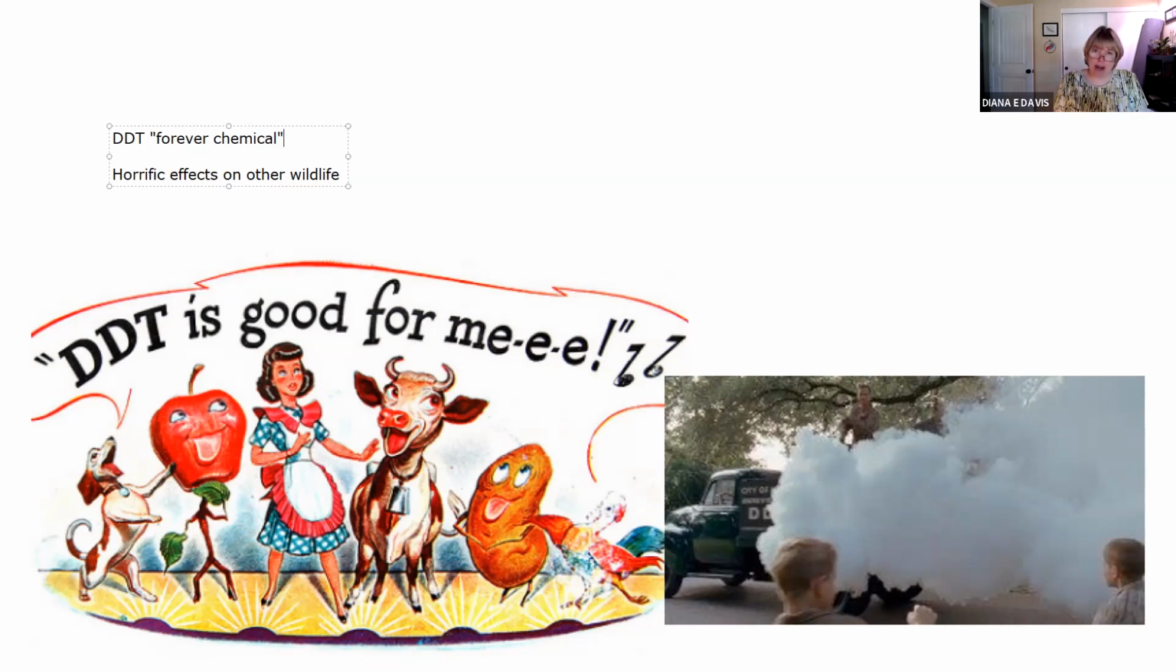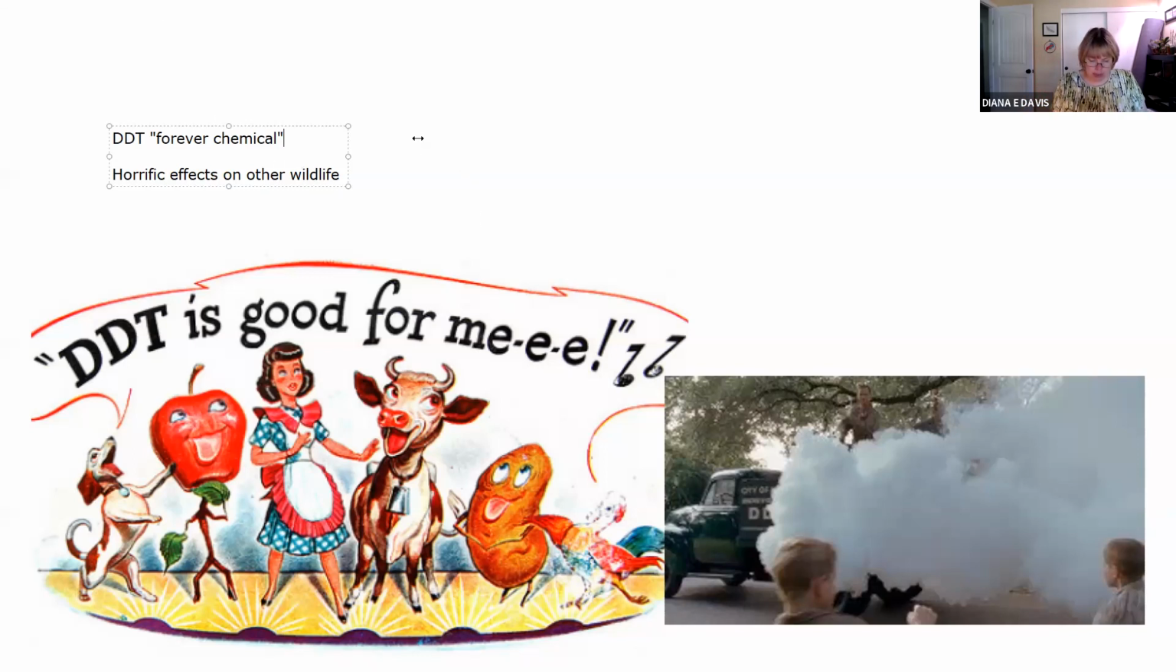DDT does not break down in the body. So if you eat fish or birds like ducks that are exposed to DDT, you get DDT in your body. And every time you eat fish or ducks that have DDT in their bodies, you get more DDT into you. We don't know if it will ever break down in the environment. If it does, it's very, very slow.